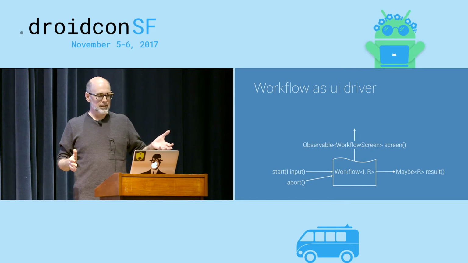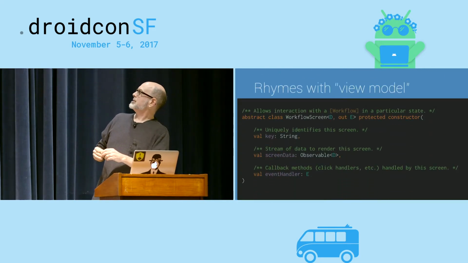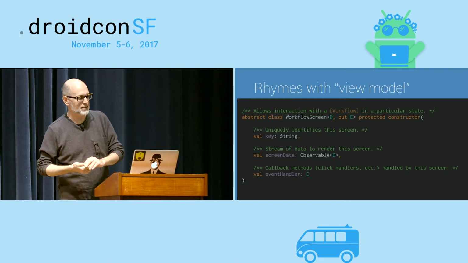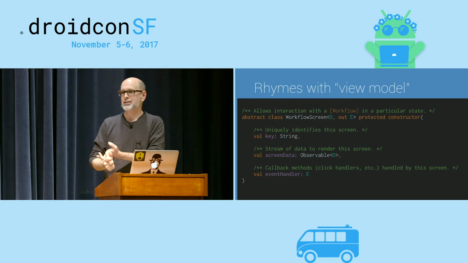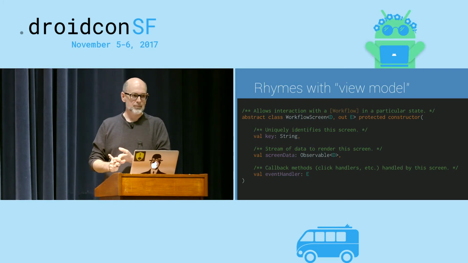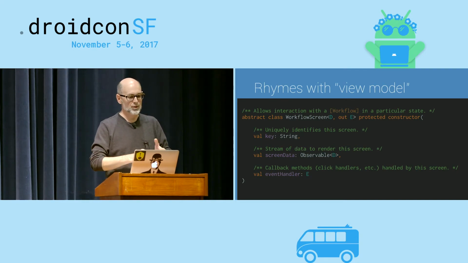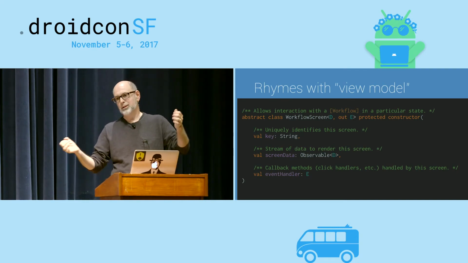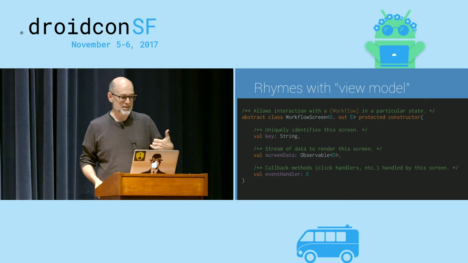Screens are a lot like view models, except the view model term was taken both by Android recently, and thank goodness that they did. The view models and the architecture components look wonderful. It also had meanings among our iOS code base that was never quite exactly what this was, so we needed a new term, and so workflow screen. But it's the same basic idea.